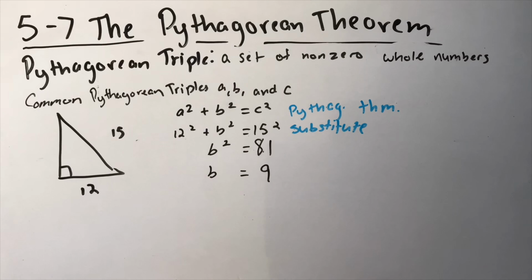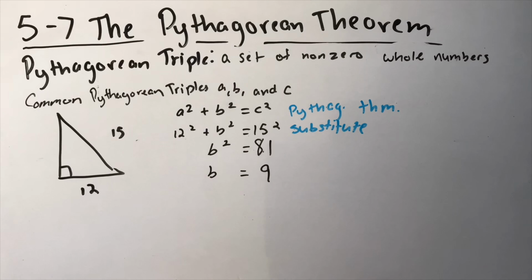The second theorem is the Pythagorean inequalities theorem. It says that if the sum of the squares of the lengths of two sides of a triangle is less than the third side, then the triangle is an obtuse triangle. If the sum of the squares of the lengths of two sides of a triangle is greater than the third side, then the triangle is an acute triangle.